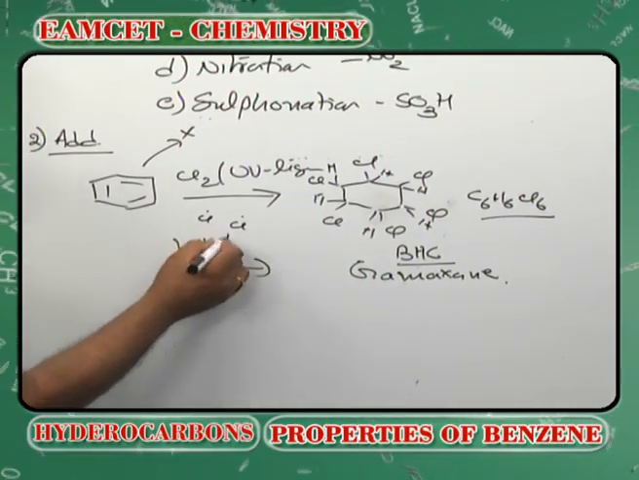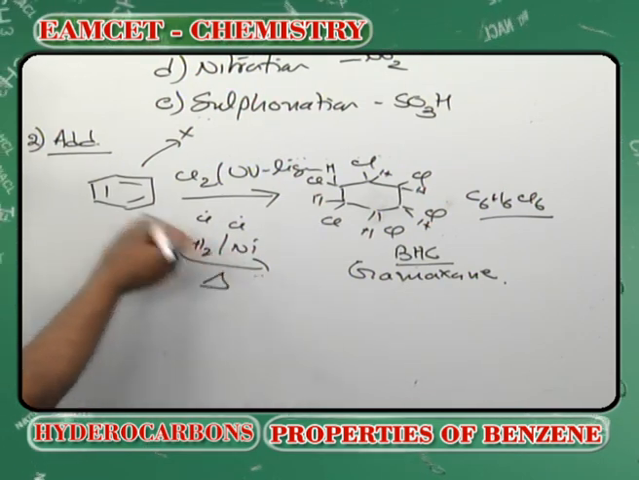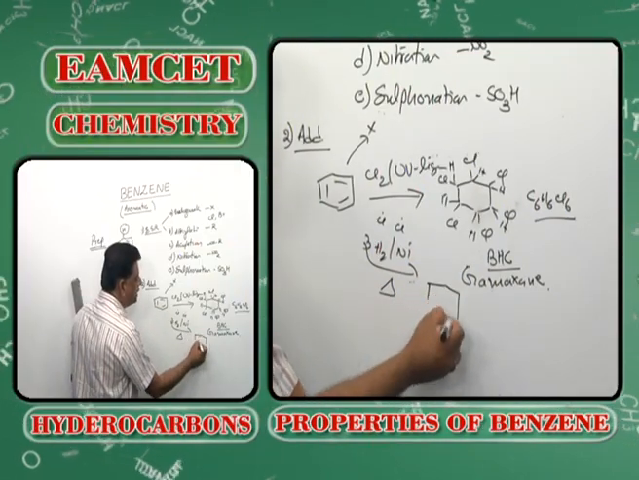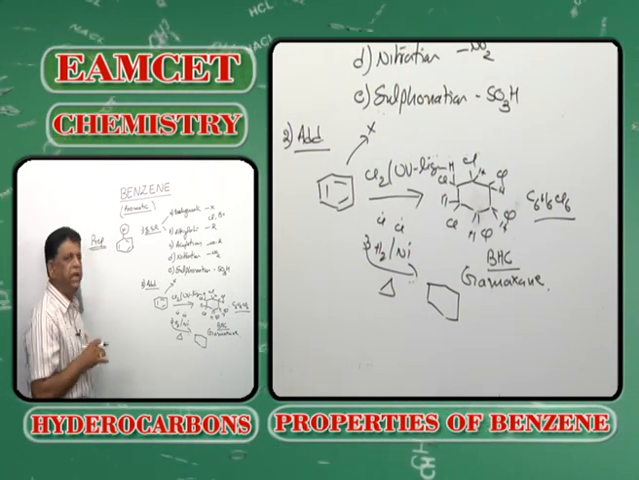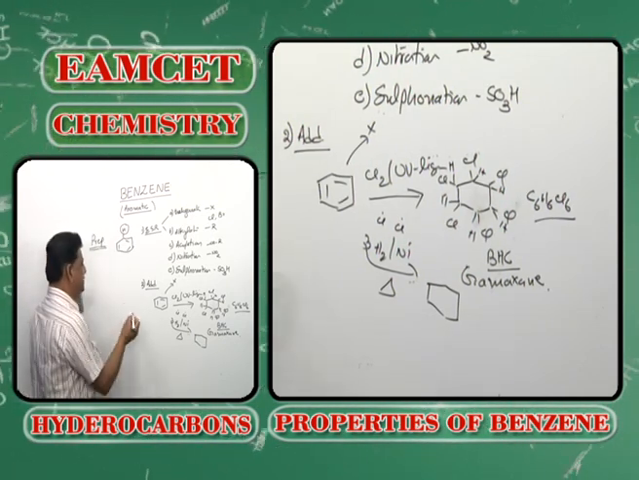Similarly, if you add hydrogen in the presence of nickel and high temperature, 3 moles will be added and you will get cyclohexane. These are all rare reactions, however, but under forced conditions some addition reactions take place.